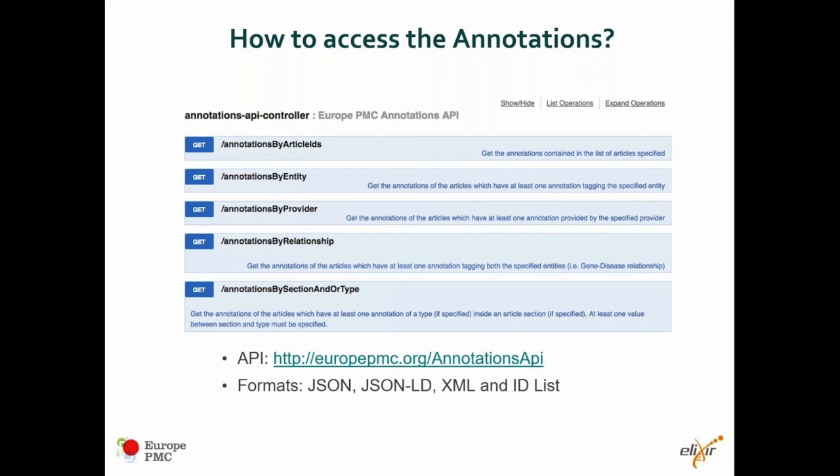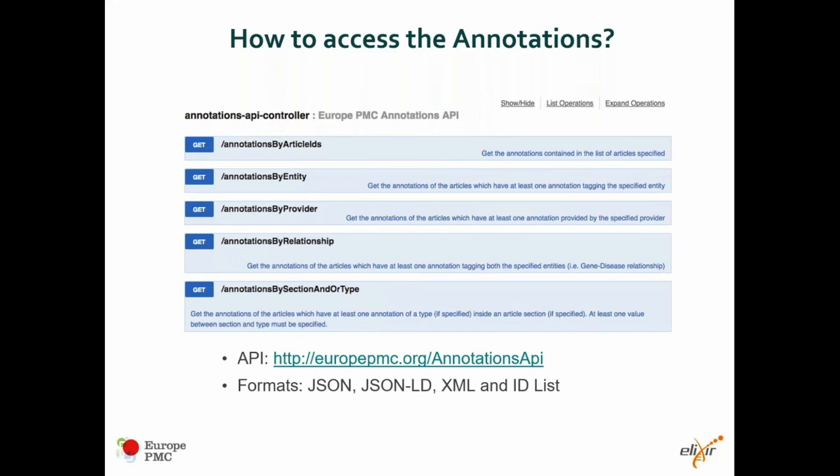And apart from this, you can also search the database by section or type. That is, if you want to fetch all chemical annotations mentioned in the methods section, you could do that. And the annotations are provided in different formats. That is JSON, JSON-LD, XML, or if you're just interested in the list of article IDs, you can also fetch just the ID list.